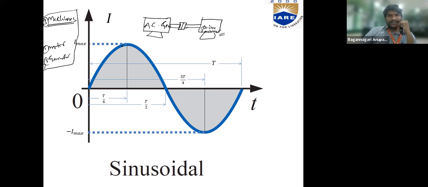Okay, motor and generator are machines. A generator gives out electrical energy. A machine could be either a motor or a generator. That's it. So machines can be classified into two types. One is motor and another one is generator.